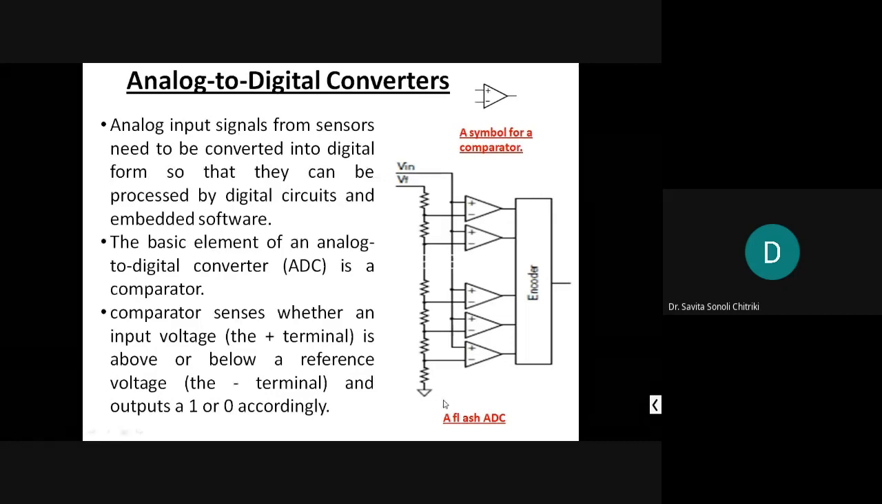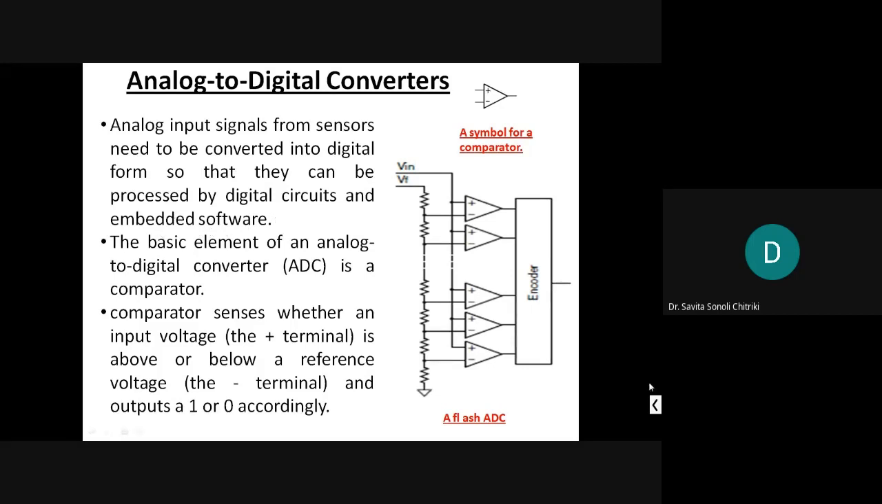So, analog to digital converter. Have you heard of flash ADC? Yes, ma'am. So you can see there what is being done. Analog value has to be converted into digital value. Analog input signals from the sensor need to be converted into digital form so that they can be processed by the digital circuits and embedded software.